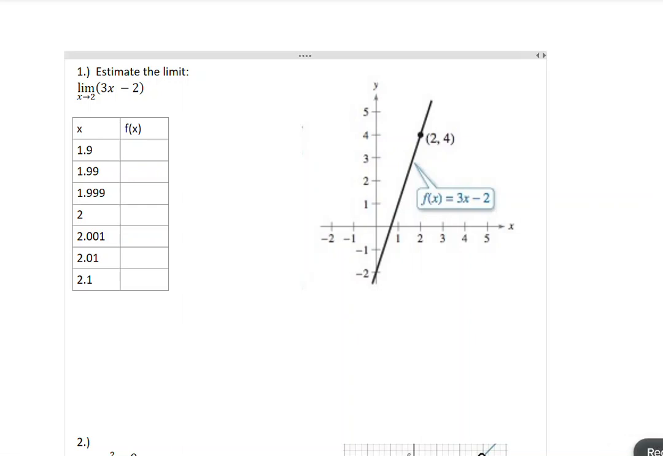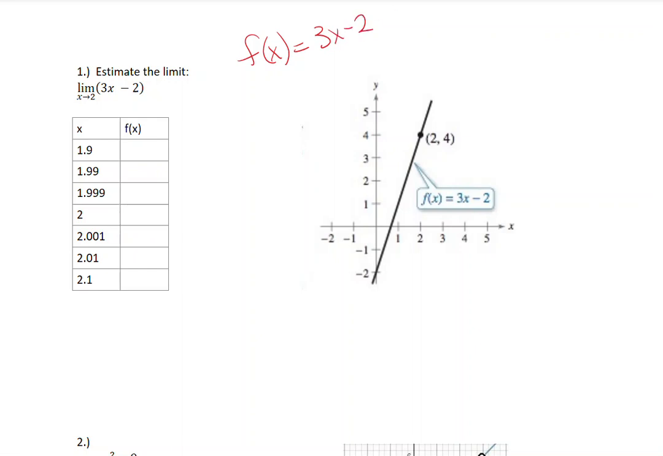So what we're going to do is take a look at the function 3x minus 2, and we're going to look at the limit as x approaches 2. So this is clearly a linear line. If we say f of x equals 3x minus 2, this is a linear line graphed to the side. And we can see when x is 2, we can clearly see what that value is.